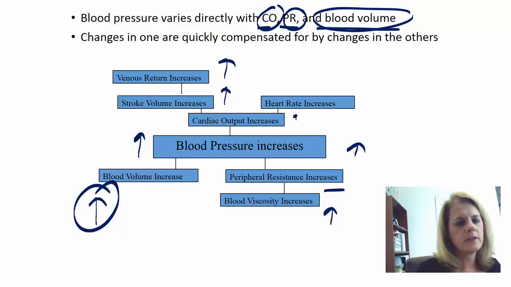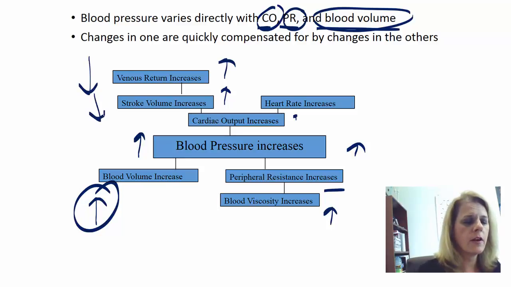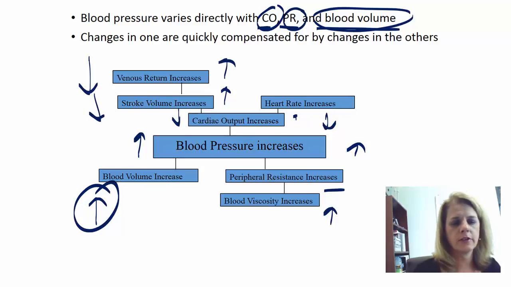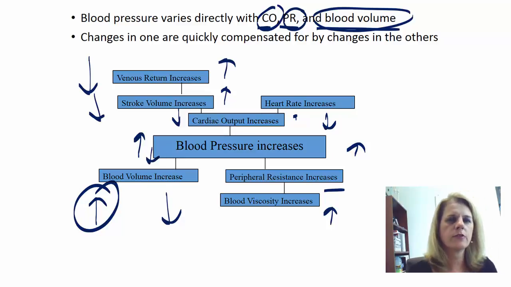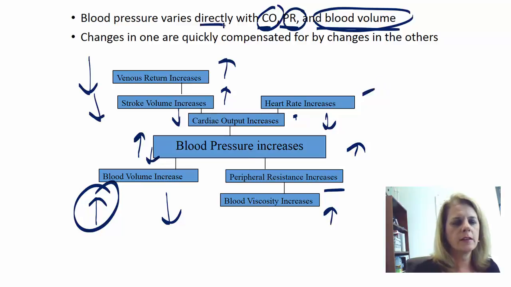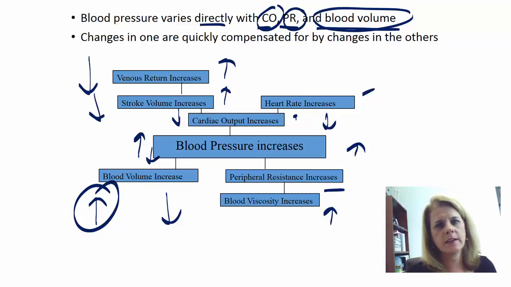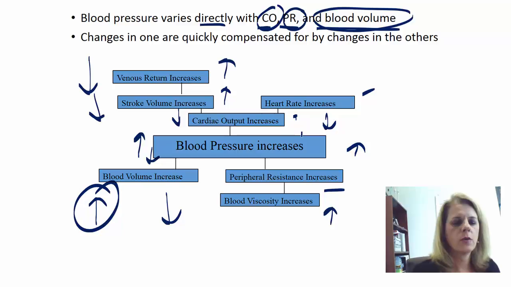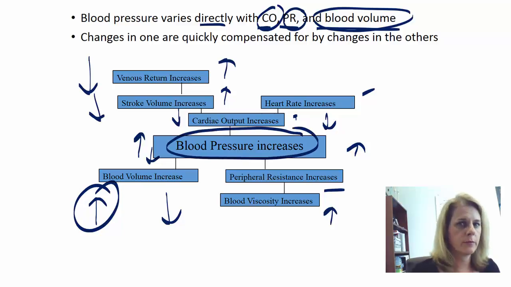What if you decrease the amount of venous return? Well, if venous return decreases, then stroke volume decreases, cardiac output decreases, blood pressure decreases, okay? If blood volume decreases, what happens to blood pressure? It decreases. So you see how these are directly related. And we're going to do this again when we talk about blood pressure, but right now just realize that all of these things are directly proportional, okay? So as any of these increase or decrease, they're going to change and affect blood pressure.